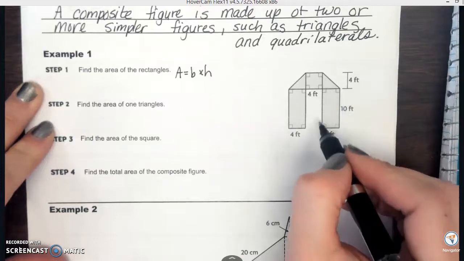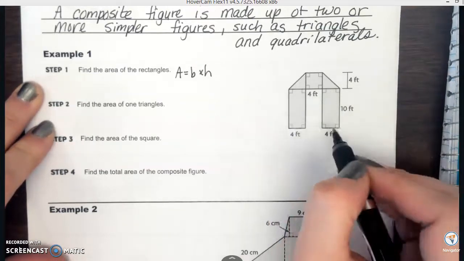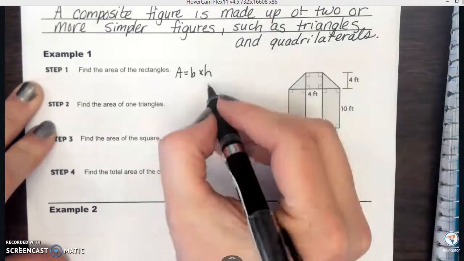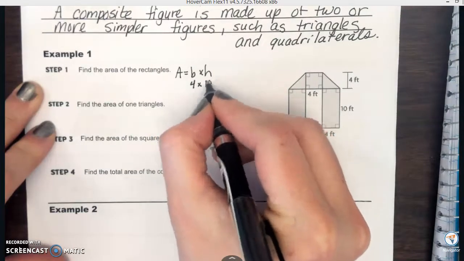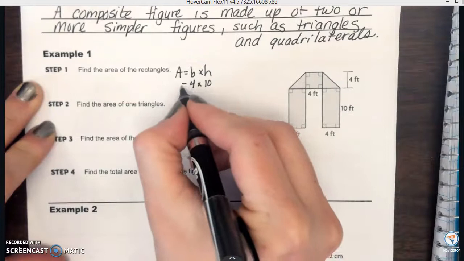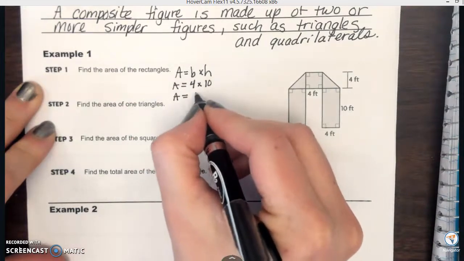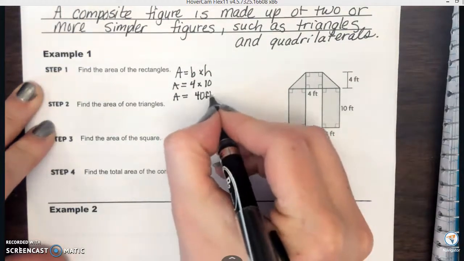So in this case, I'm going to start with this rectangle here. Notice that this rectangle and this rectangle are congruent, same size, same shape. So I'm going to go ahead and find the area of this one. So I'm saying 4 times 10. Bring that on down. So I get that the area of one of those rectangles is 40, and that's in feet squared.